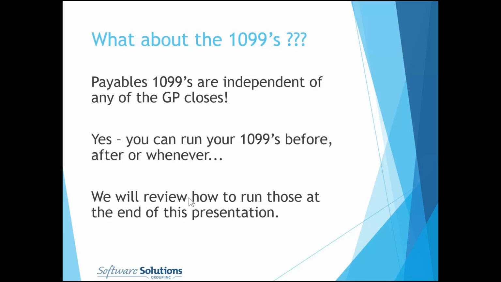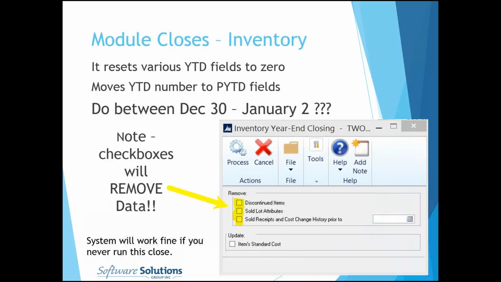One caveat to the 1099s. If you have temporary vendors that are 1099able, and you're planning on removing them with the temporary vendor delete routine, it does pay attention to what year you're in, whether you're going to remove them or not. So keep that in mind. If you're planning on using temporary vendors that have 1099s and running that temporary vendor delete, just do that after your 1099s probably. Just a little caveat there.